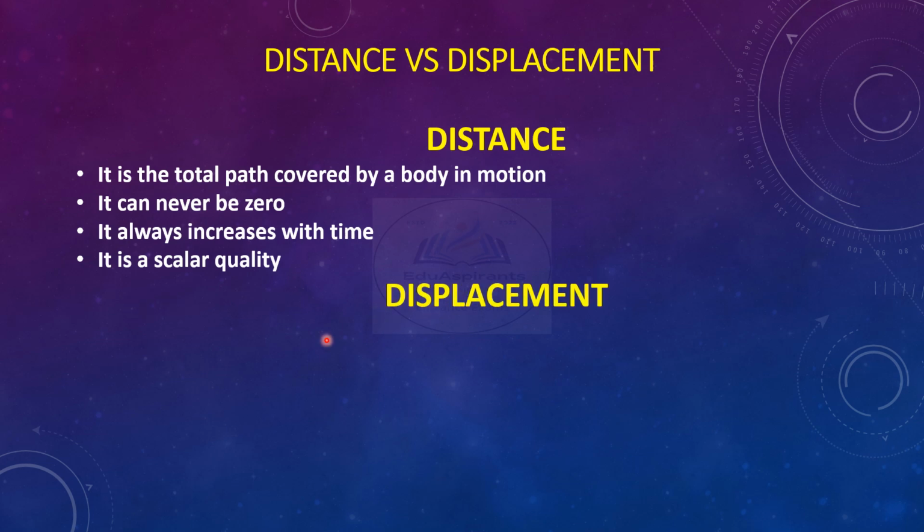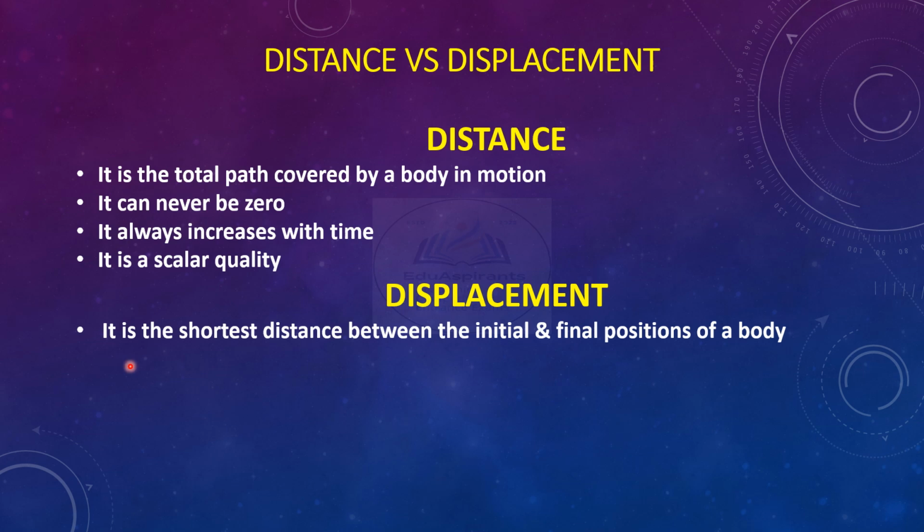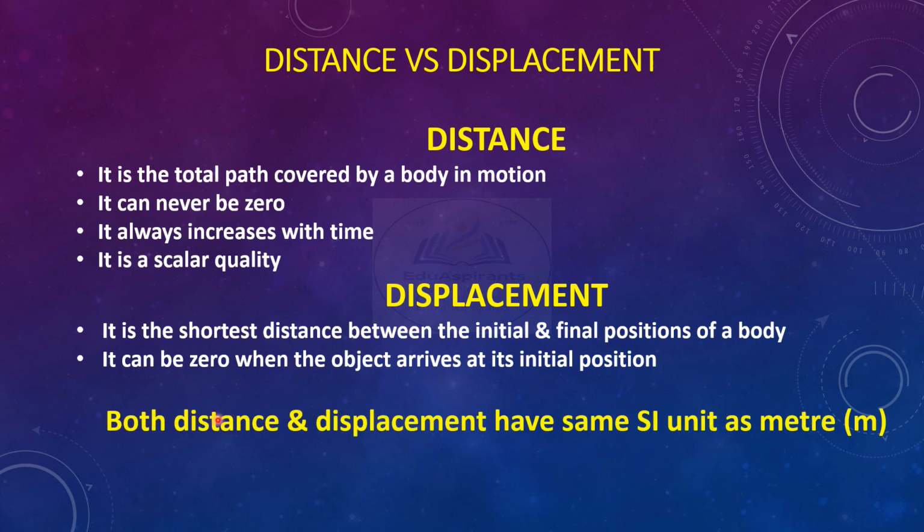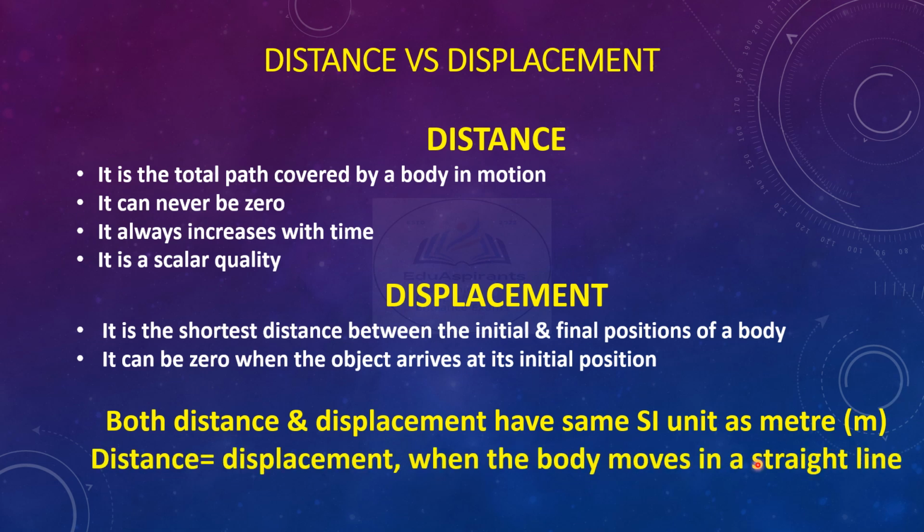Now displacement. It is the shortest distance between the initial and final positions of a body. It can be zero when the object arrives at its initial position. Both distance and displacement have the same SI unit as meter. Distance will be equal to displacement when the body moves in a straight line.